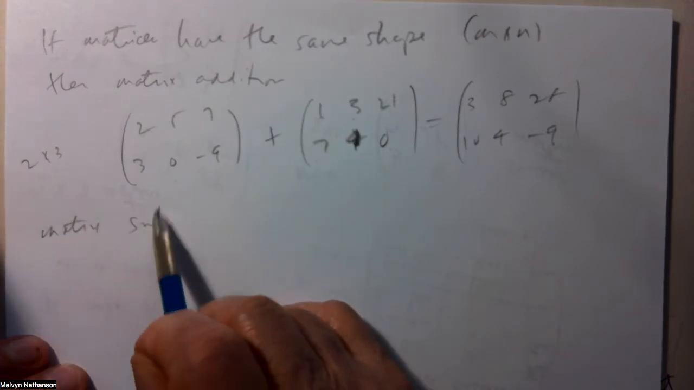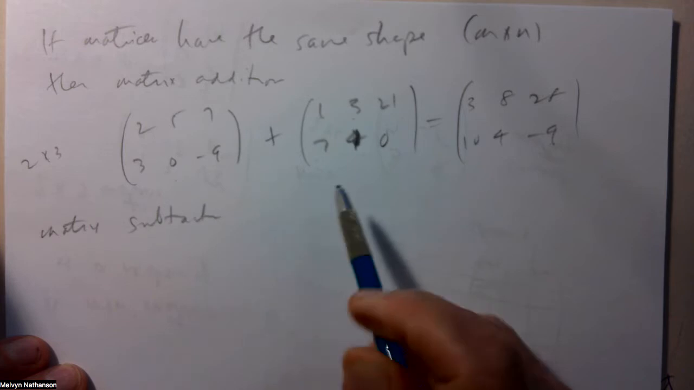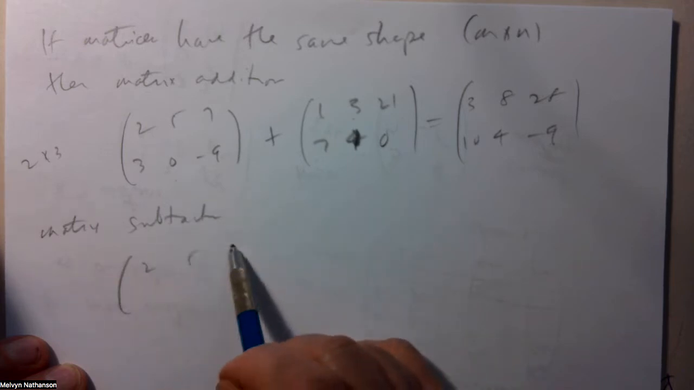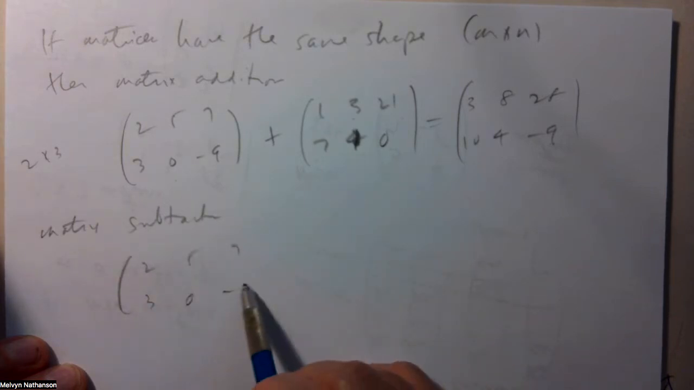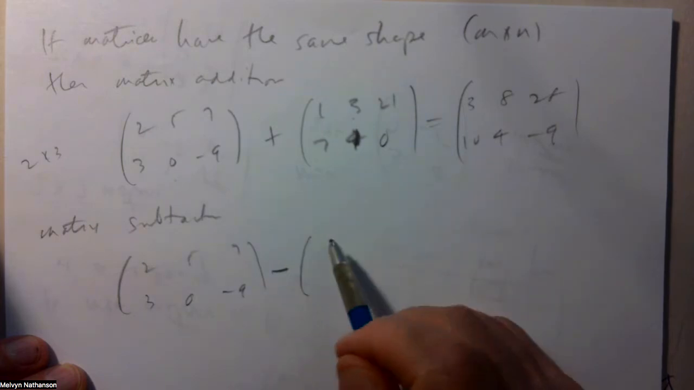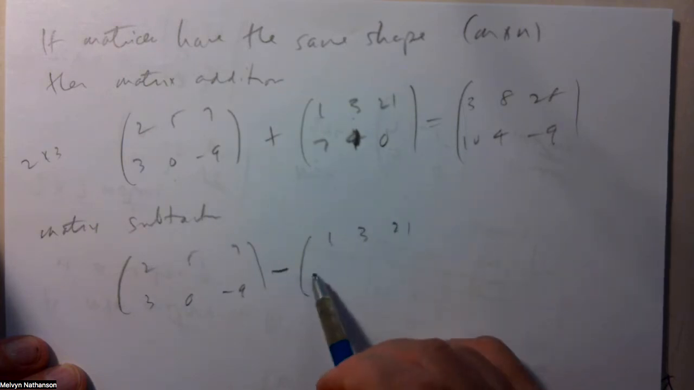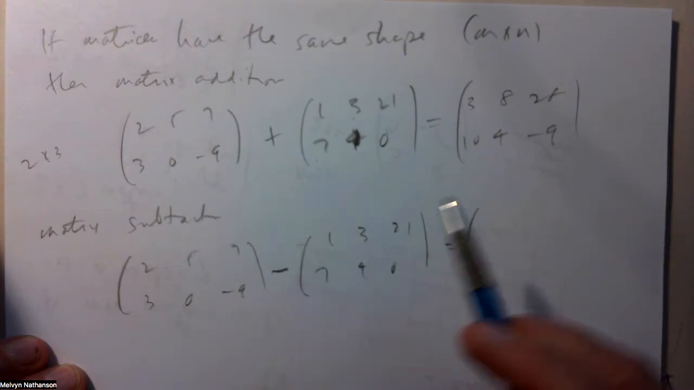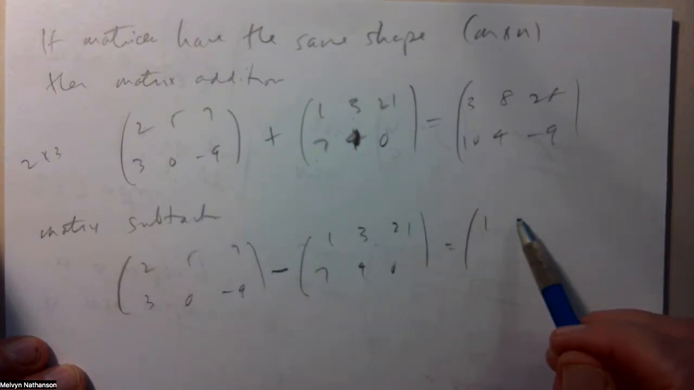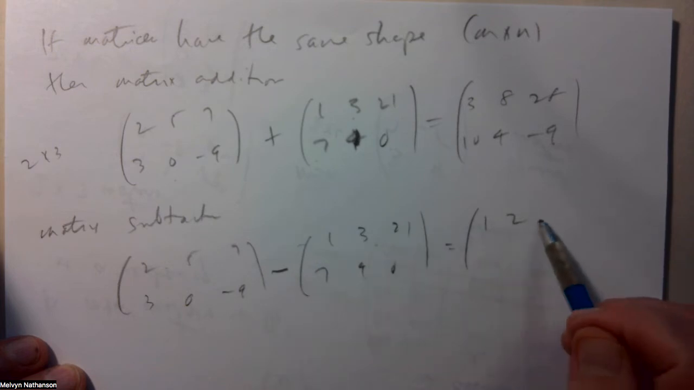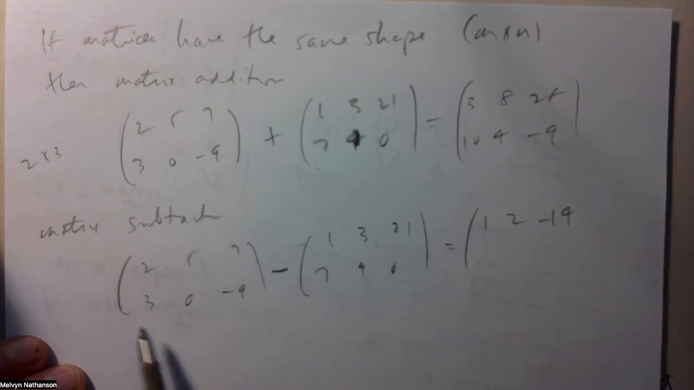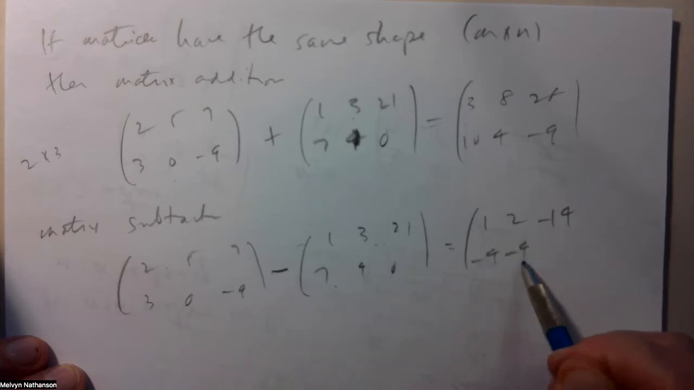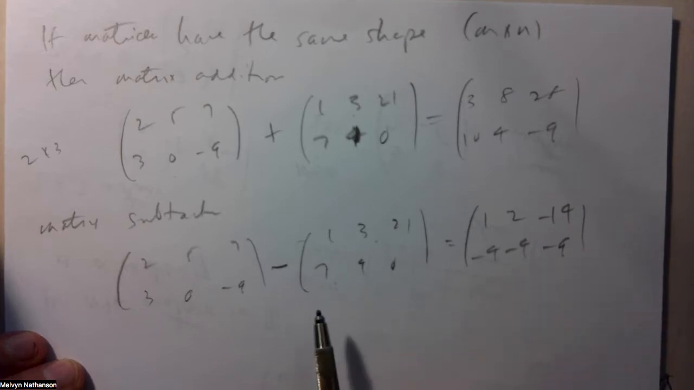You can also subtract. I took the same 2 matrices and I subtracted them, just coordinate-wise. 2 minus 1 is 1, 5 minus 3 is 2, 7 minus 21 is minus 14, 3 minus 7 is minus 4, 0 minus 4 is minus 4, minus 9 minus 0 is minus 9.